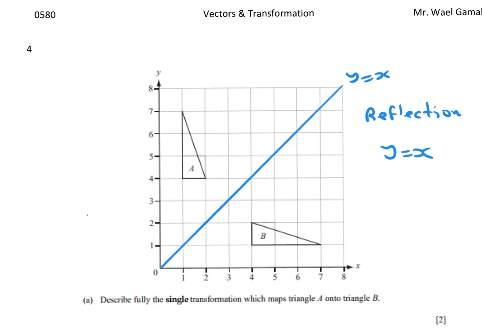If you need to check, look at this point and its image, one diagonal from this side and one diagonal from that side. This point, one and a half diagonals, then one and a half diagonals. Same, this point, 3 diagonals, its image 3 diagonals from the mirror line. So this is a reflection on the line y equals x.